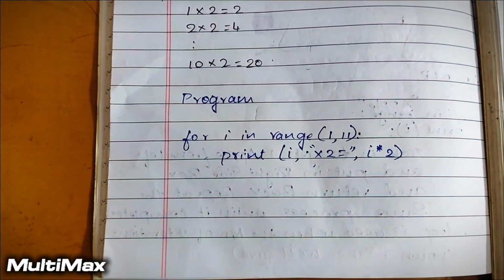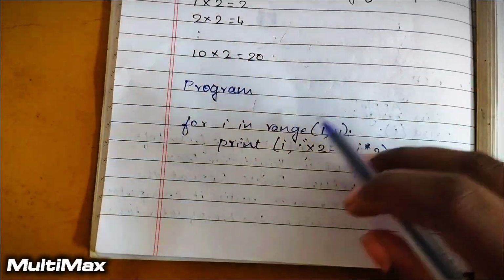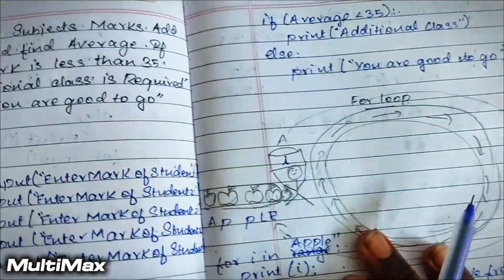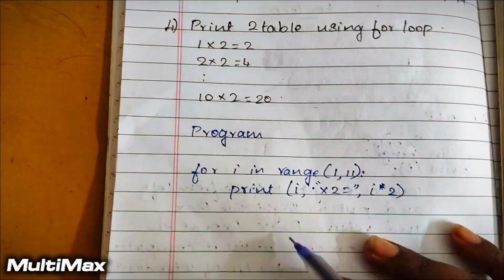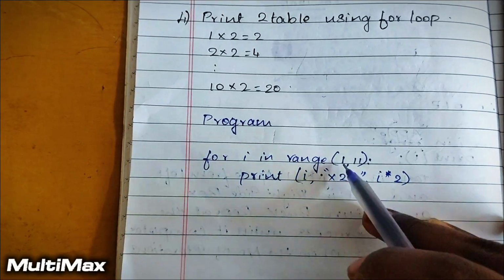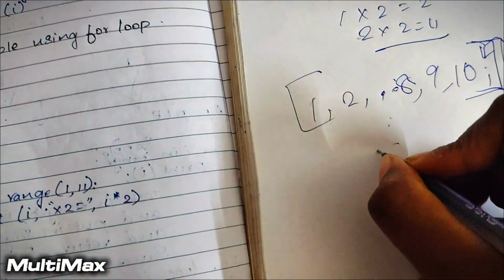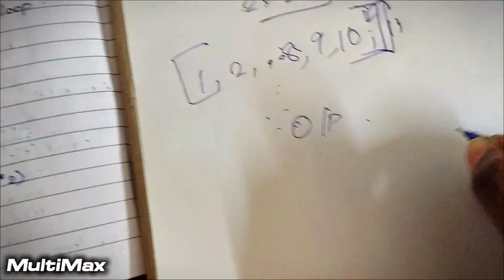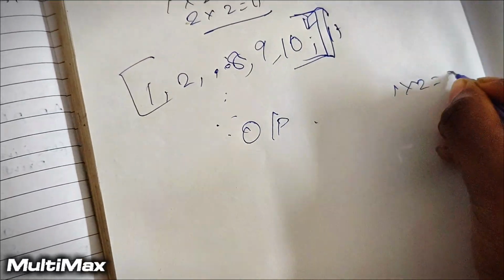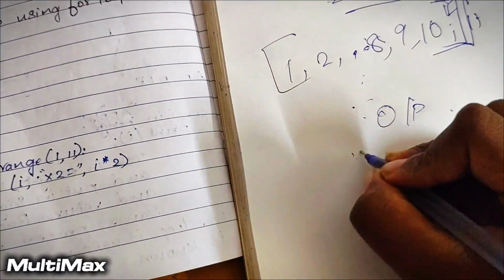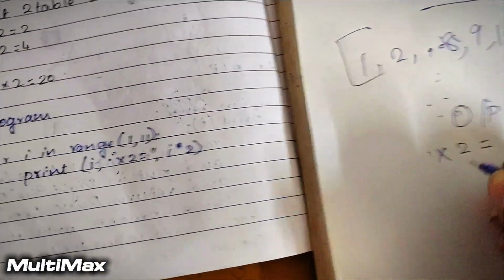And next is print I. Print I means what? It will change, I told, no? Based on our process, it will change. And next, into 2. In our output, what are the things we need? 1 into 2 equal to 2, like that we need, no? So into 2 is needed and also equal to is needed. That's the reason equal to is also mentioned.